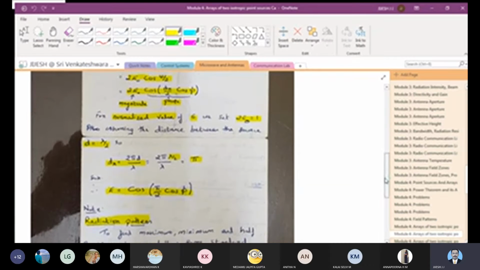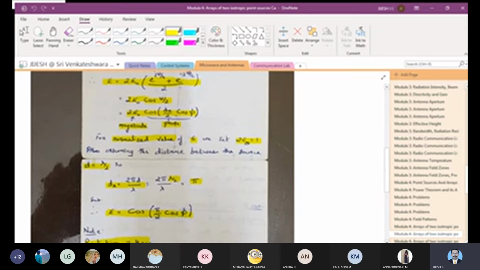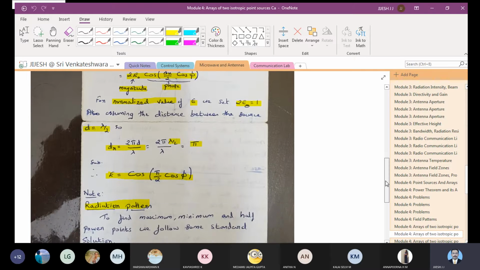So you can substitute that the distance between the two sources, we can take it as lambda by 2. When you substitute that, you will get dr is equal to pi, and with further simplification, you will get E is equal to cos of pi by 2 cos phi, and by using this equation you can simplify that.